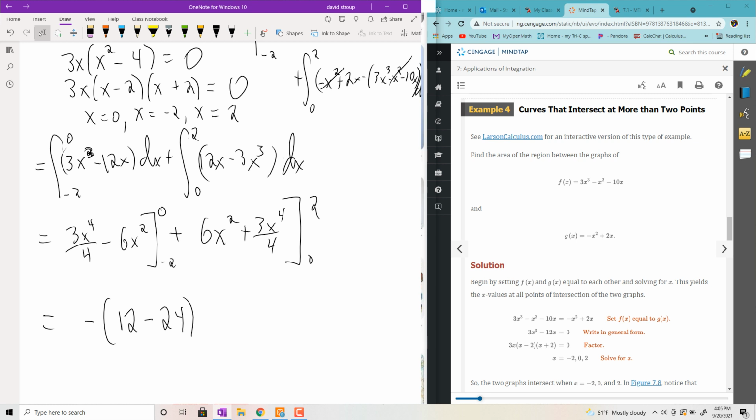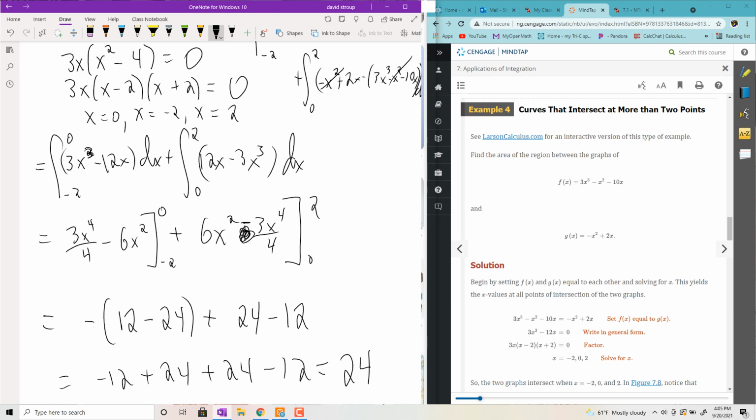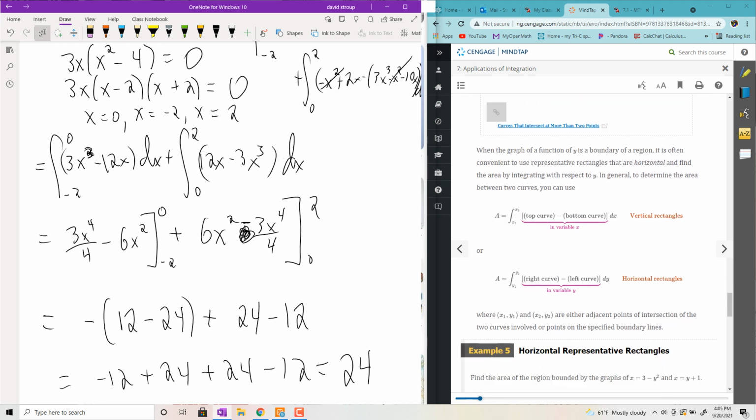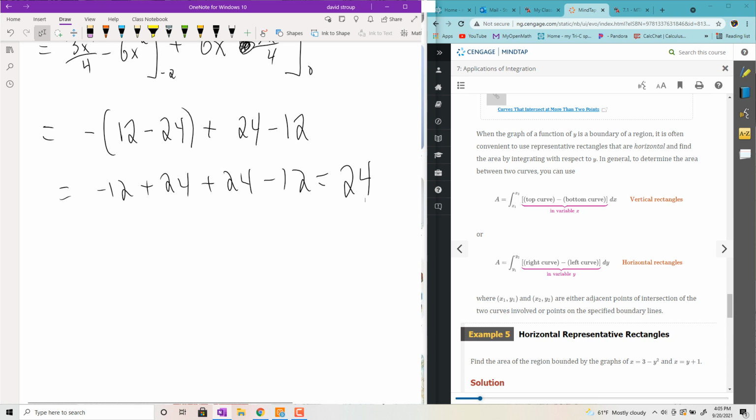And then I should get the same stuff just with opposite signs, right? So putting in 2 first to get the 24. And then minus, whoops, I lost a sign there. This should be minus. So 24 minus 12, yeah, and then minus 0. So I get -12 plus 24 plus 24 minus 12. And it looks like I get 48 minus 24, which is 24. Okay, good stuff. And then they're reminding you top curve minus bottom curve.